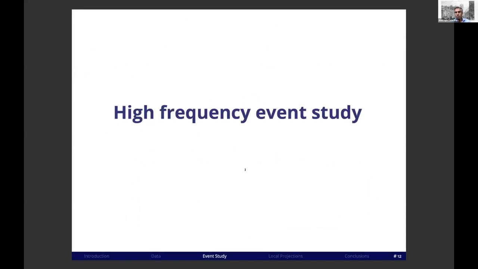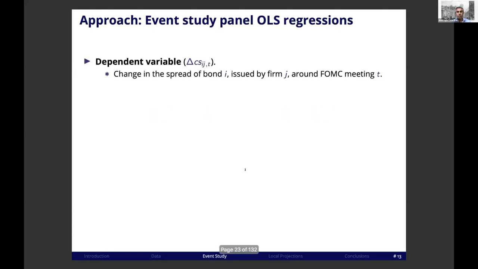Okay, so let me jump into the empirical analysis, which is relatively simple. We use as an empirical approach an event study panel OLS regression. So it's really simple panel OLS methodology. You have on the left-hand side credit spreads. Just quickly on the notation, delta CS_ijt, this object here, is the change in credit spreads of bond i issued by firm j around FOMC meeting at time t. And this is going to be on the left-hand side of our regression. The independent variable, as I mentioned, is the monetary policy surprise.